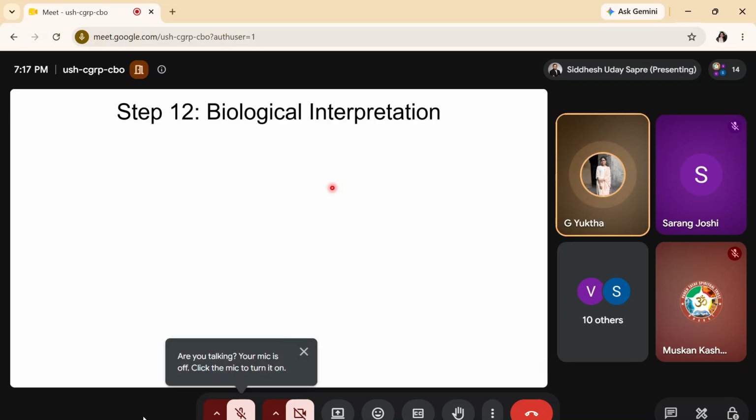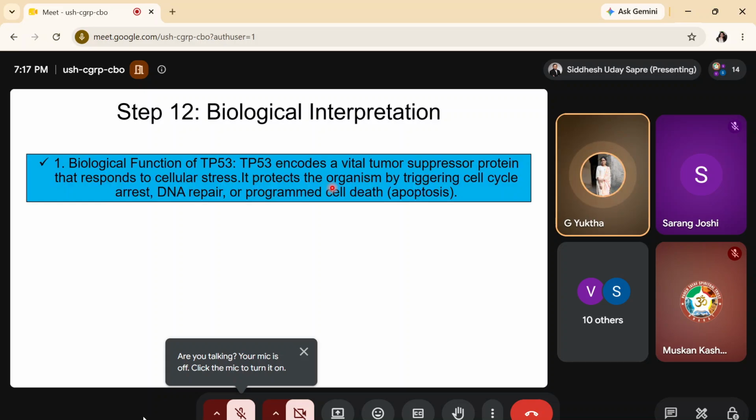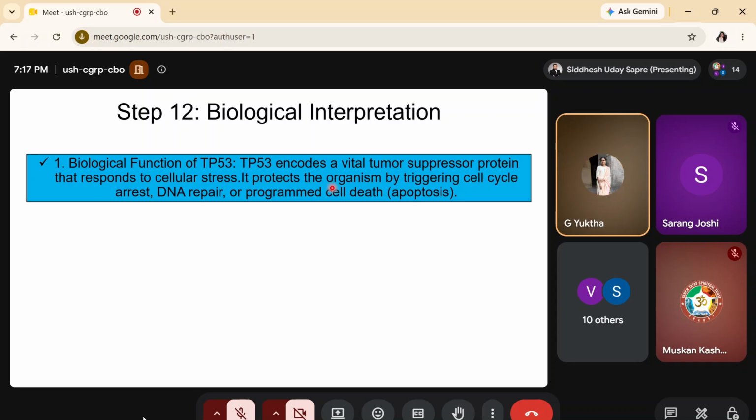To summarize the study we performed, we have been given certain questions for which I have stated a few points in the slides to explain it further. So, first, the biological function was studied since the beginning, that it has a major role in protecting cells from genetic damage. It acts as a tumor suppressor by regulating cell cycle progression, DNA repair, and programmed cell death, which is also known as apoptosis.